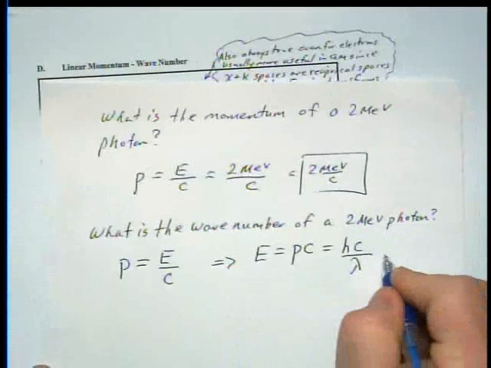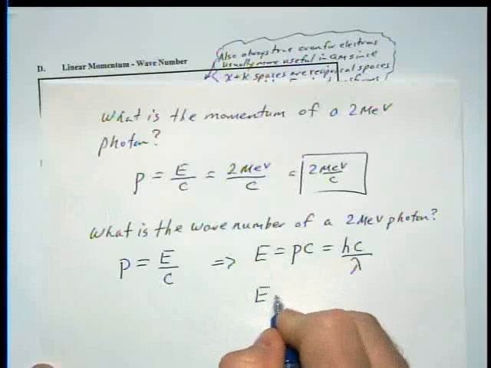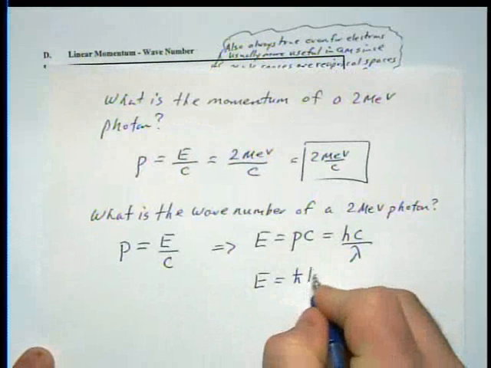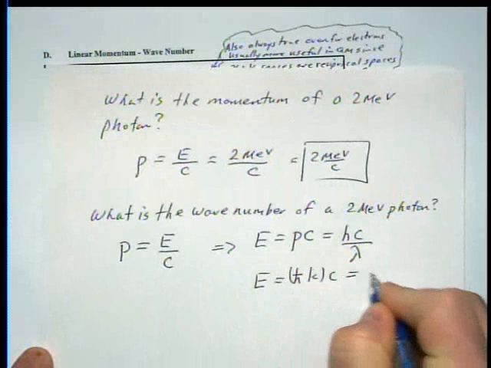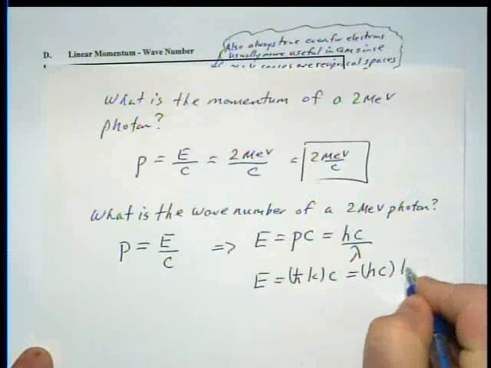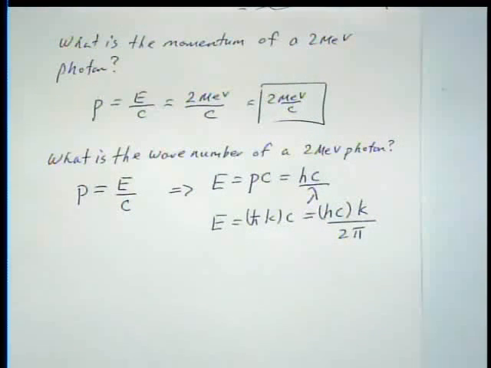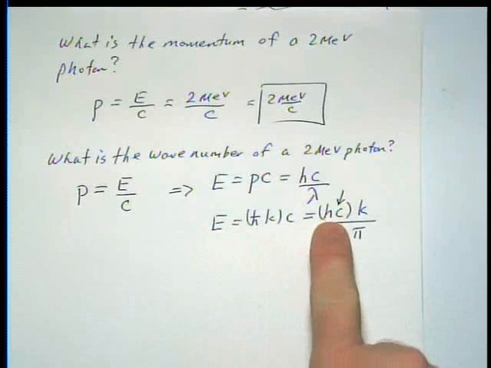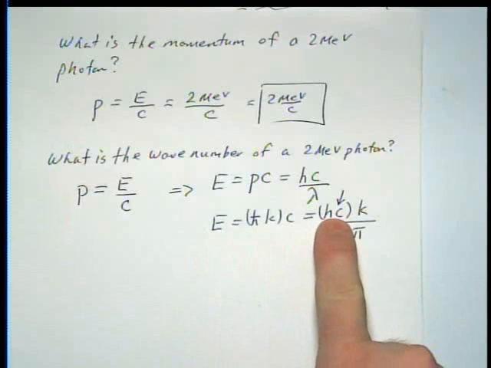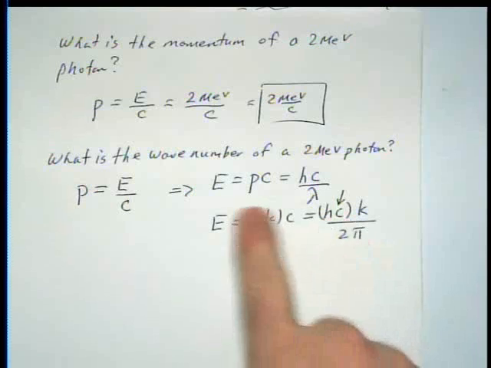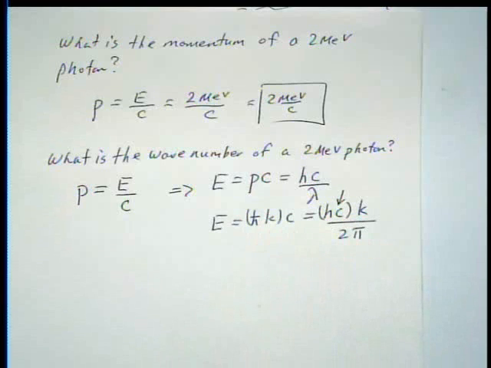You also could have used E is equal to H bar K times C, which is HC times K over 2 pi. Why do I like doing that rather than just plugging in some numbers? I like that because I know that number. 1240 eV nanometers. So if that thing's in MeV, that's 1240 MeV Fermis. And I can easily rearrange and multiply by 2 pi and I'm done, and I don't have to do all those conversions.